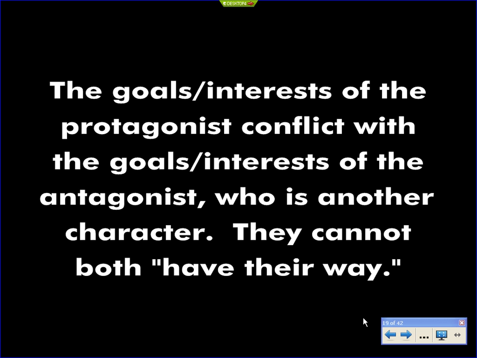The goals or interests of the protagonist conflict with the goals or interests of the antagonist, who is another character. They cannot both have their way. So now in the Shelby story, she's going to be the protagonist because I always want to be the antagonist. She wants to use the stapler. I want to use the stapler. We can't both have our way. Therefore, we have person versus person conflict.